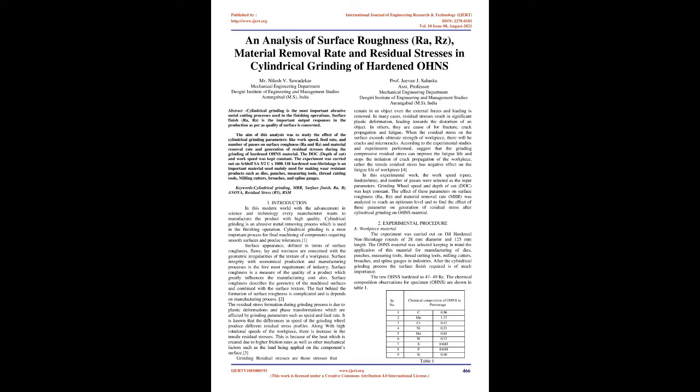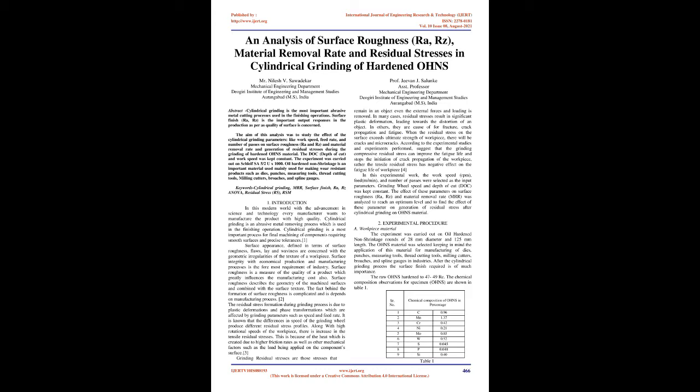Oil-hardened non-shrinkage steel is an important material mainly used for making wear-resistant products such as dies, punches, measuring tools, thread cutting tools, milling cutters, broaches, and spline gauges. Keywords: cylindrical grinding, MRR, surface finish, Ra, Rz, ANOVA, residual stress, RS, RSM.